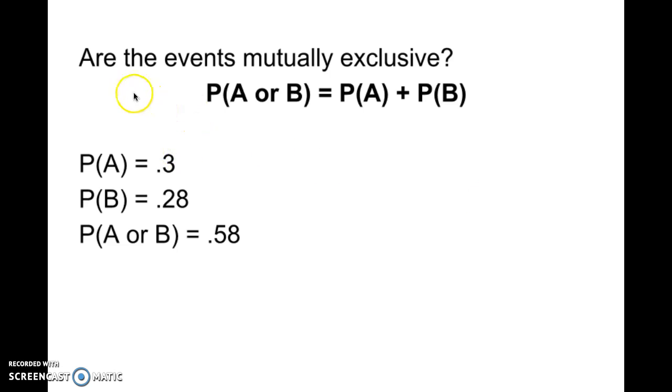All right, so in this question we are asked, are these events mutually exclusive? And here's the formula again. The probability of A is 0.3. The probability of B is 0.28. And if they're mutually exclusive and I add up these probabilities, I get 0.58. That should equal the probability of one or the other occurring, which it does. So I can say, yes, these are mutually exclusive.